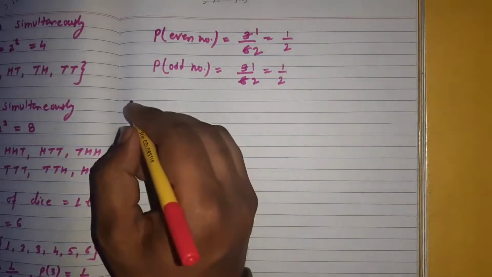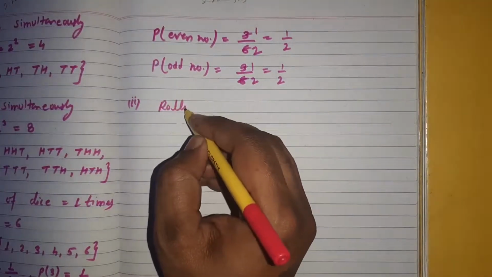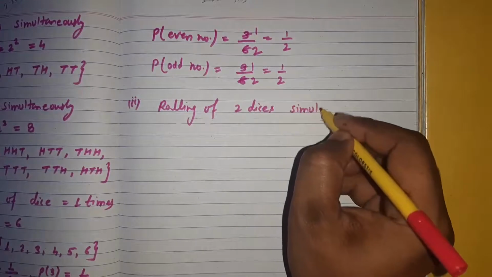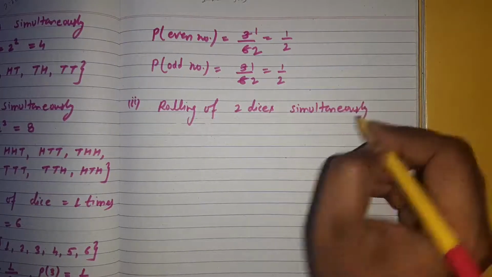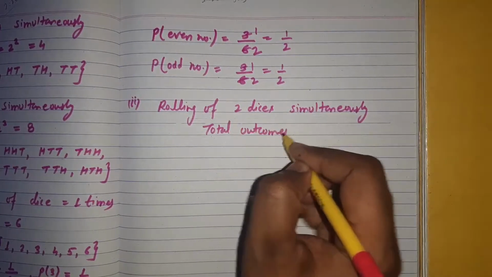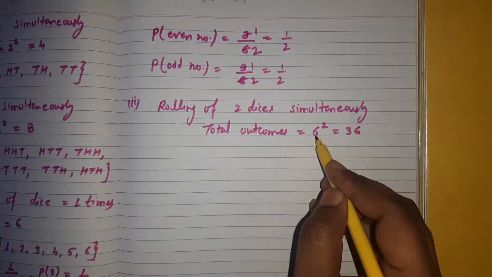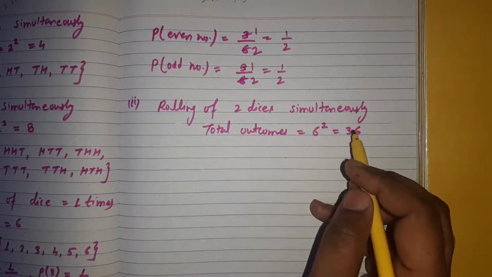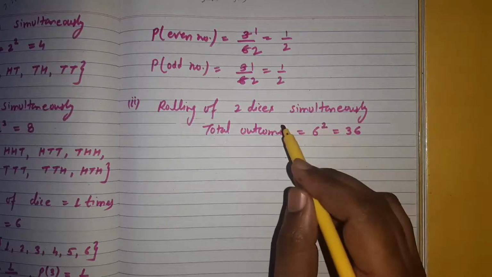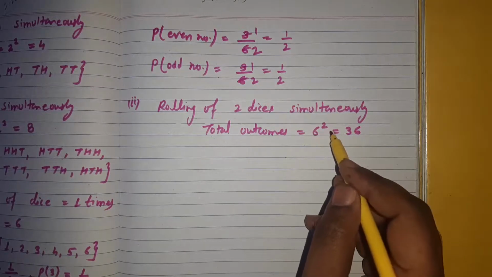Now second one is when we roll 2 dice simultaneously. Rolling of 2 dice simultaneously, then total outcomes will be 6 raised to power 2, which is equal to 36. Here the base 6 is the outcomes 1, 2, 3, 4, 5 and 6. It means 6 numbers are there and its power is 2. The power represents that we are rolling 2 dice simultaneously, so that's why we have taken the power 2. So it will be 36.